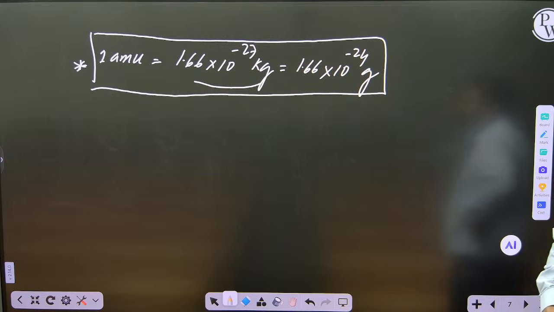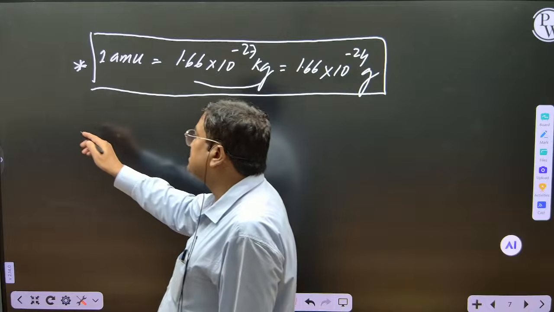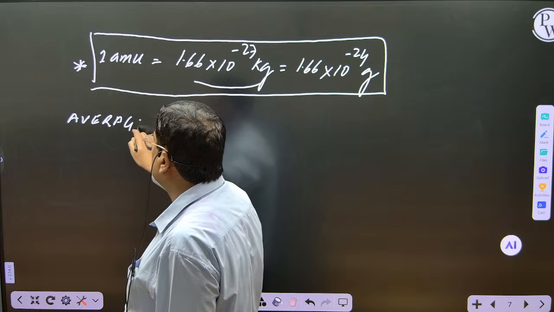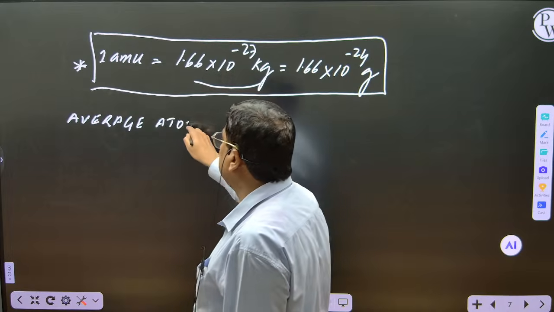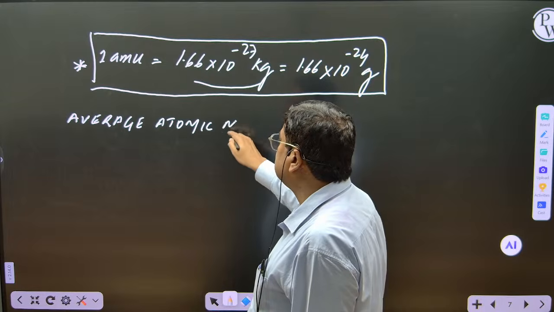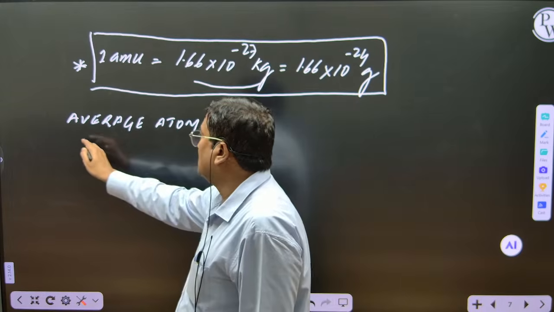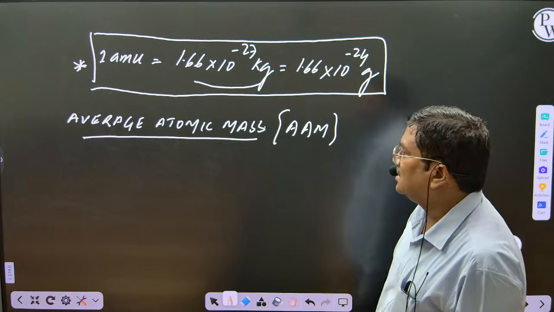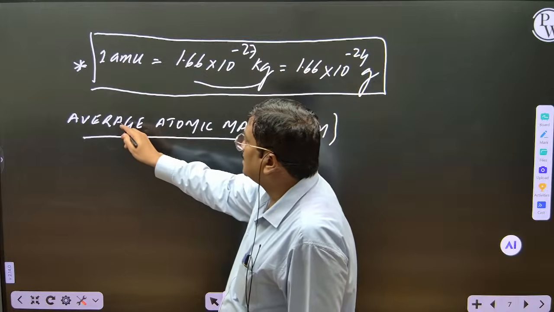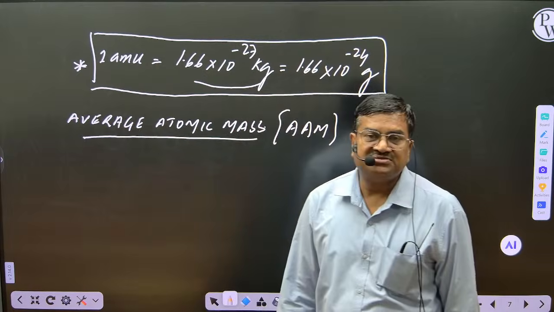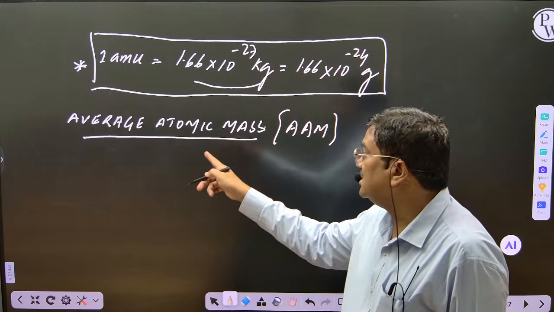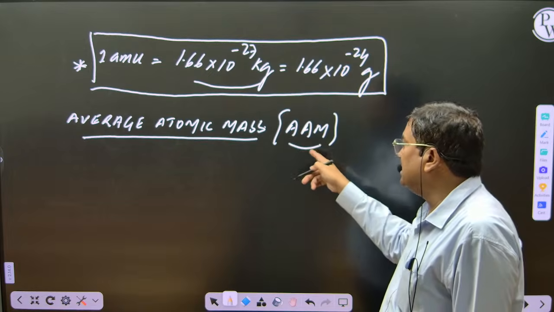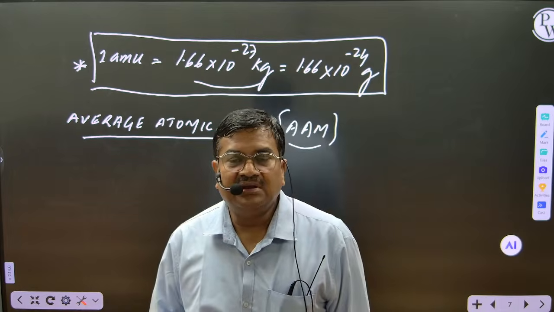Understood, students? Now see, next we have to discuss average atomic mass. This is important in NEET as well as JEE Mains. Average atomic mass, now onwards we represent with AAM. Till now we discussed what is atomic mass. Next I have to teach you what is average atomic mass. This average atomic mass is generally what we observe in the periodic table.